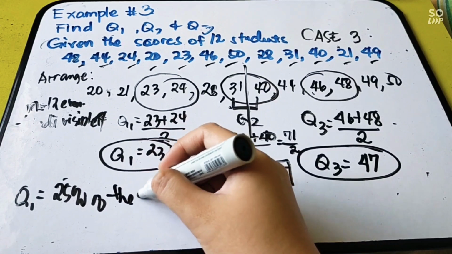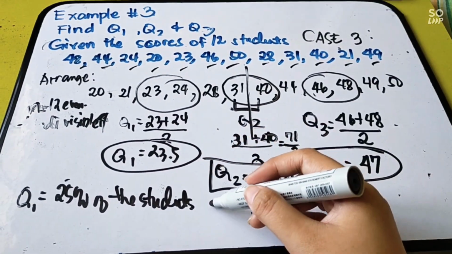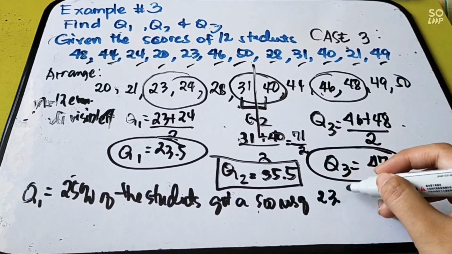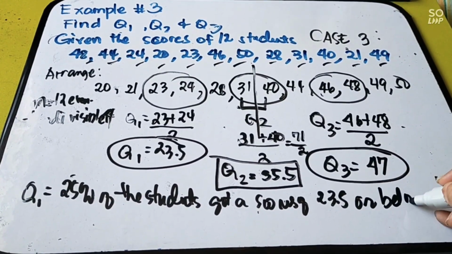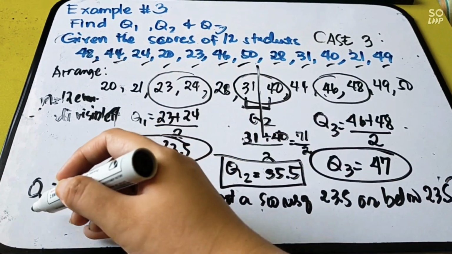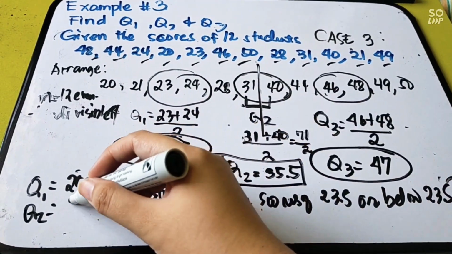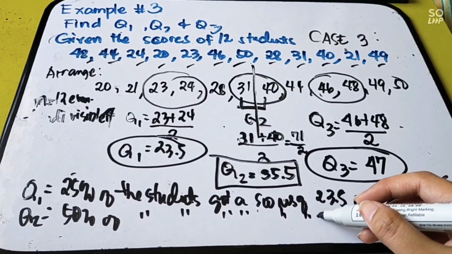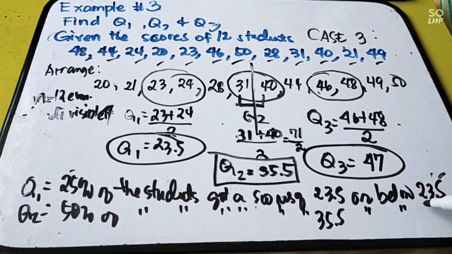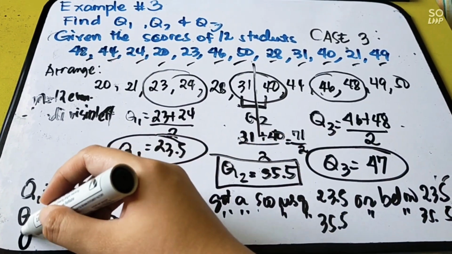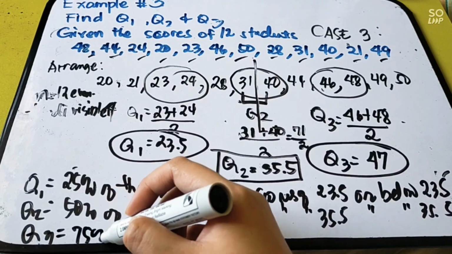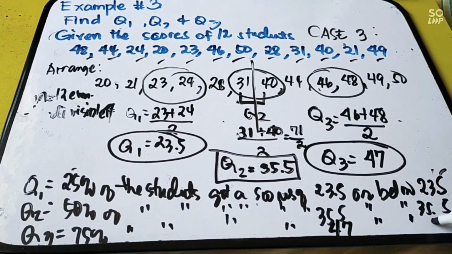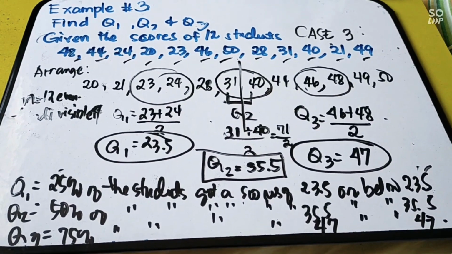25% of the students got a scores of 23.5 or below 23.5. Ayan. For quartile 2, we have 50% of the students got a scores of 35.5 or below 35.5. Next, quartile 3 naman, we have 75% of the students got a scores of 47 or below 47. Alright? So, that is case 3.